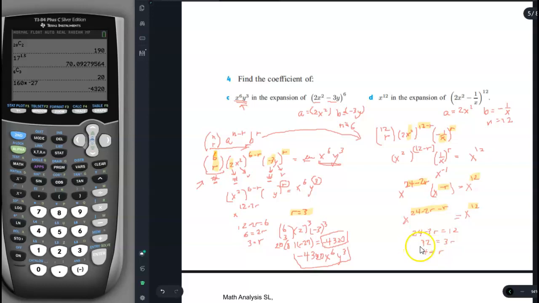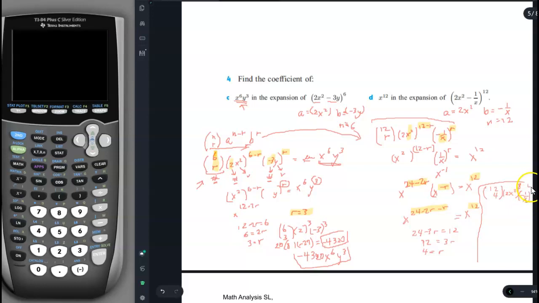All right, if r is equal to 4, that means that I can figure out what the coefficient is here, or the entire expression, right? So now I'm going to fill in the general term form completely. So it'll be 12 choose 4, 2x squared to the 12 minus 4, which is 8, and then negative 1 over x to the 4, right? Okay, so what's 12 choose 4?